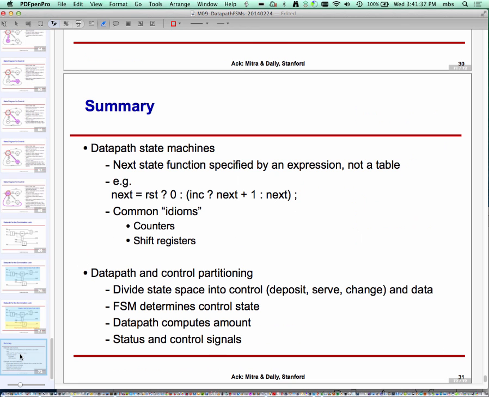Before I do it, in summary, data path is state machines written in a particular way. Complicated problems, you have to split them in these two ways. So let me take this time to do a bit of Logisim for you guys.